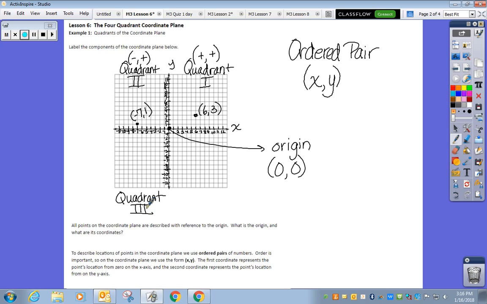3 capital I's for Roman numeral 3. To get into this quadrant, starting at the origin, I would move left into the negatives and down into the negatives. So it's a negative followed by a negative. So let's do negative 5, negative 2, which would be right there. So negative 5, negative 2 is in quadrant 3.